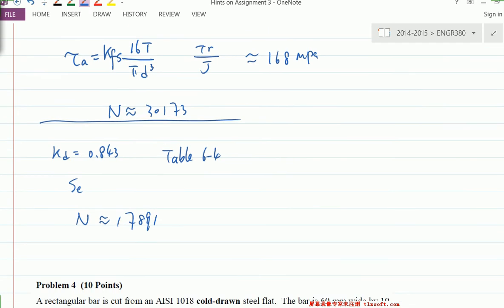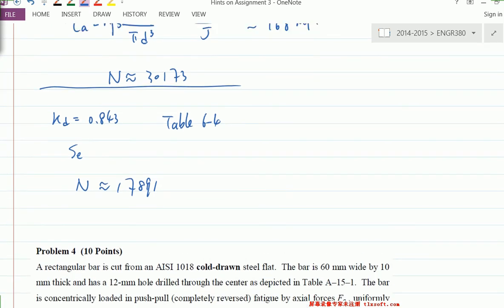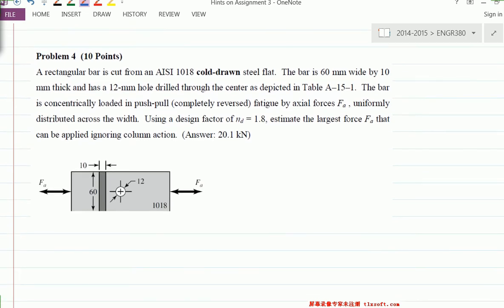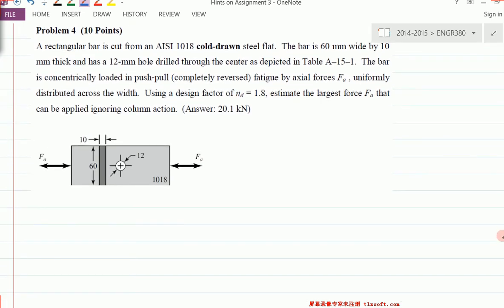So this is the number 3 question. The number 3 question is basically about how we estimate the number of cycles to failure when you're under torsional loading. In our lectures, most of the time what we deal with is bending, normal stress. Now it is a torsional kind of load. Number 4, this one here is very similar to number 3. So SUT first, the same material as number 3, then SE prime.